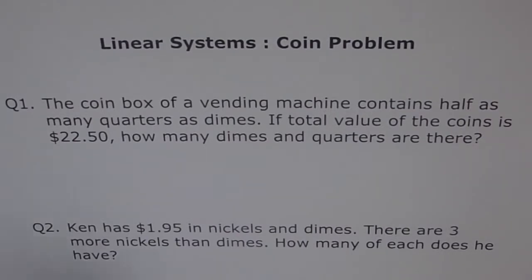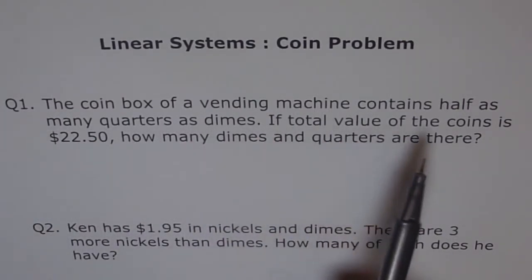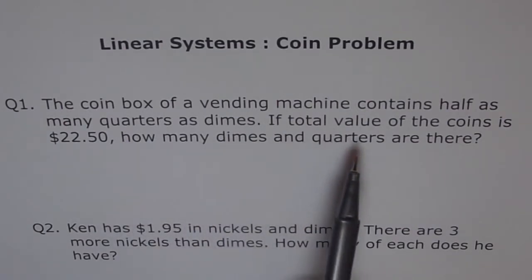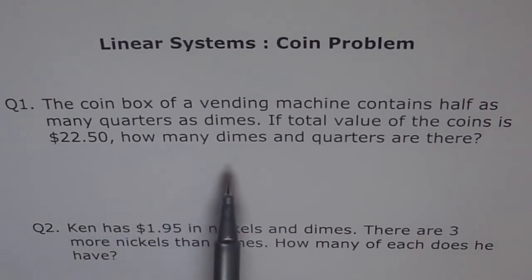Question number 1 says, the coin box of a vending machine contains half as many quarters as dimes. If the total value of the coins is $22.50, how many dimes and quarters are there? Okay, you can make a note of these questions, and I'll read out the second question also for you.